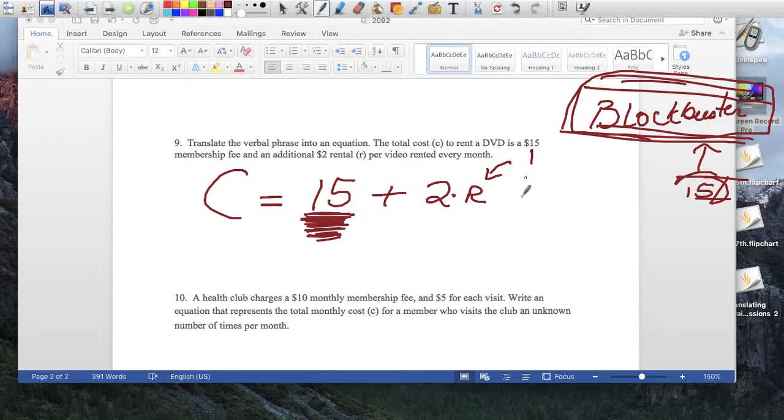So if you did one rental, it would be 2 times 1 plus 15. If you did 2 rentals, it would be 2 times 2, which is 4, then plus 15. If you rented 20 movies that month, well, 20 times 2 would be 40 plus 15. And that's how you would calculate your total cost. Okay?